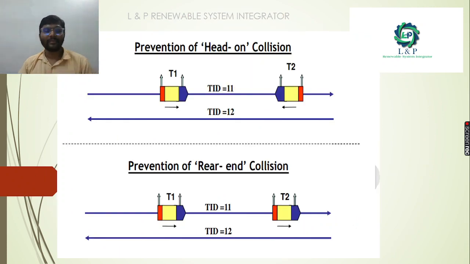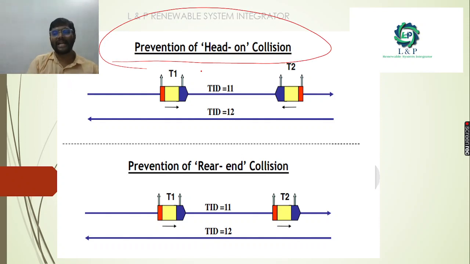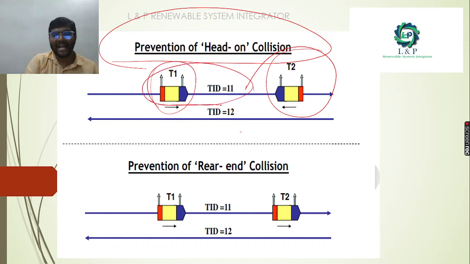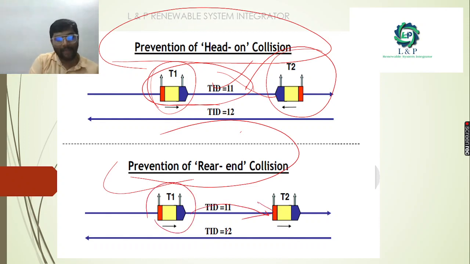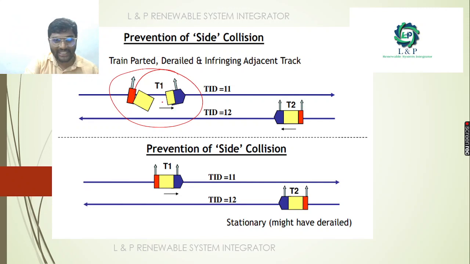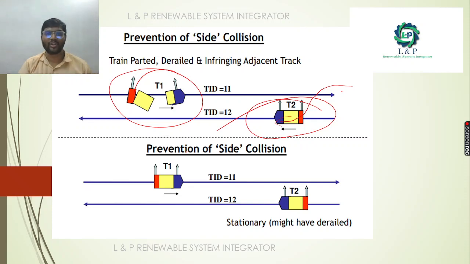Okay, and this is how the prevention of head-on collision is achieved. As you can see here, we have train 1 and train 2, with two different IDs. If this is happening, with the help of this we can come to the conclusion that a head-on collision is going to happen, so we can stop the train automatically. If there is a possibility of a rear-end collision, we can avoid it with the help of these TIDs. And most importantly, if a train is partly departed and derailed or has infringed an adjacent track, we can immediately protect the train by changing the track from here to here. Okay, this is the prevention of side collision.